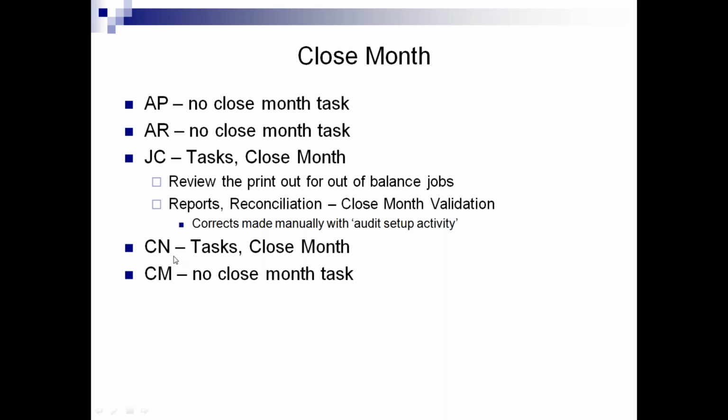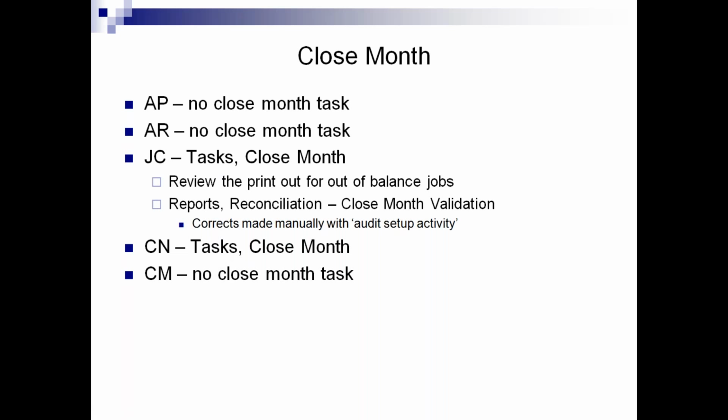Now, contracts also has a closed month task, and cash management does not. It's on a year-to-date time frame, just like AP and AR. One thing to note, job cost, you can only go 1 month into the future. Contracts is the same, 1 month into the future. So you've got to be sure that you keep these two applications at least current or only 1 month behind.